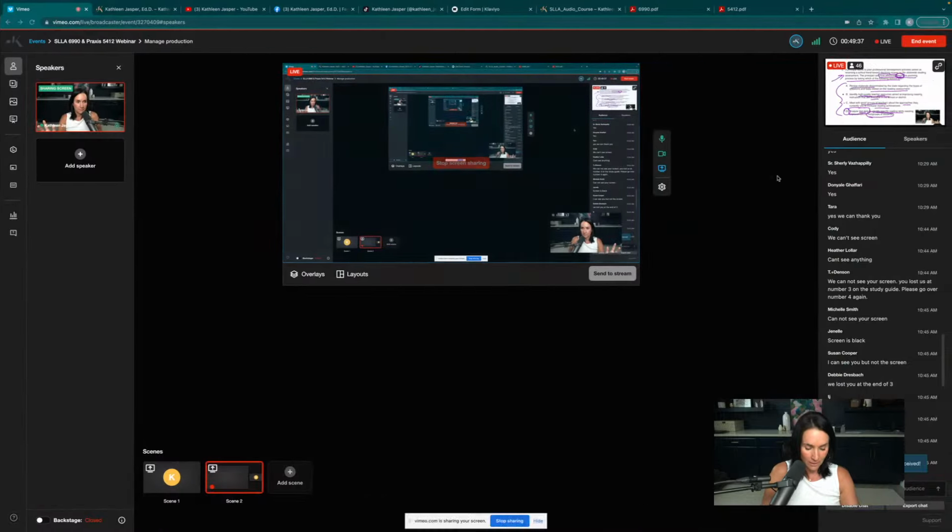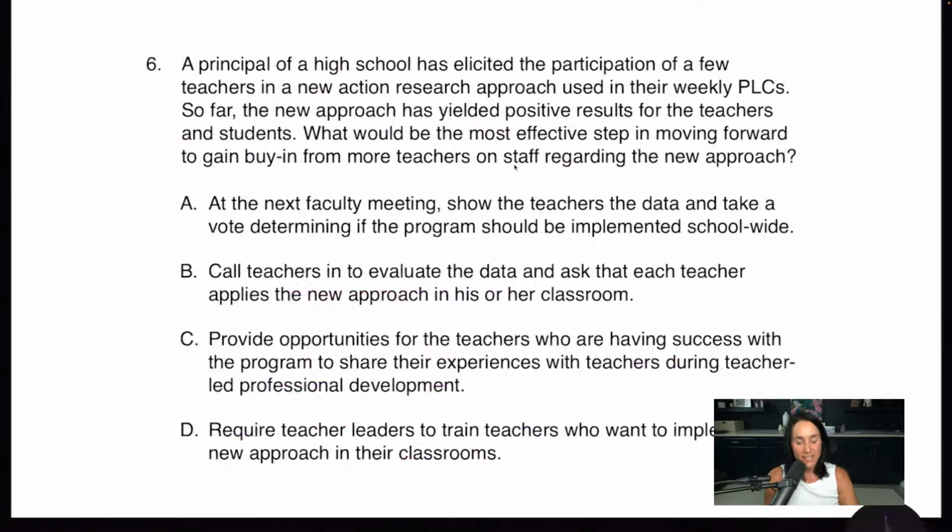Okay, just checking my screen again. Sorry. All right, number 6, again, long scenario. Let's go in here. At the faculty meeting, show the teachers the data and take a vote determining if the program should be implemented school-wide. No. We don't take votes at faculty meetings to determine if a program should be implemented. It sounds good because it sounds democratic, but what this does is just chaos ensues.